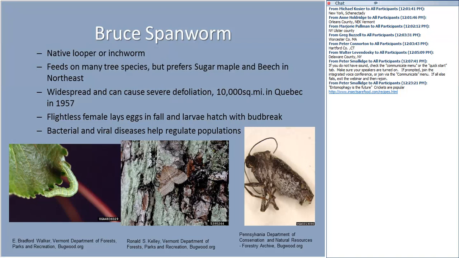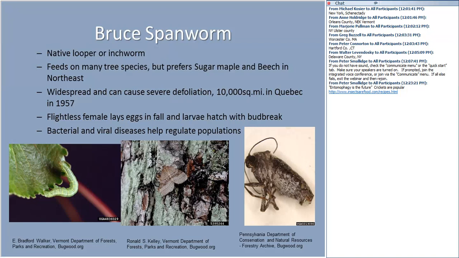It was one little tidbit that in 1957, 10,000 square miles in Quebec were attributed to defoliation by Bruce spanworm. So, here again, we have a defoliator. It has the potential for widespread defoliation, but I haven't seen it do much in the past couple decades. And I'm sort of wondering, are these things disappearing, or is it dumb luck on our part?